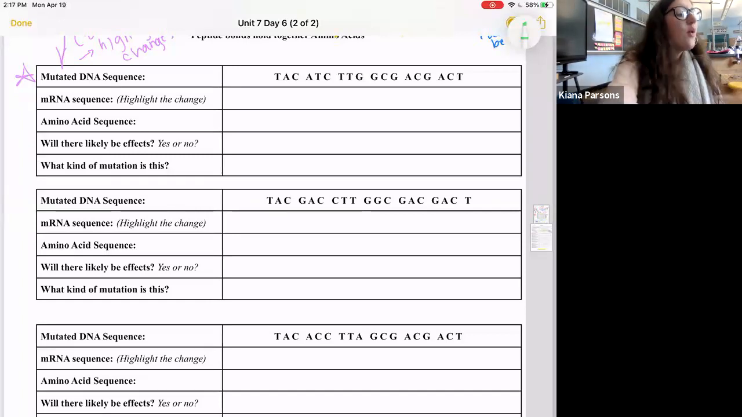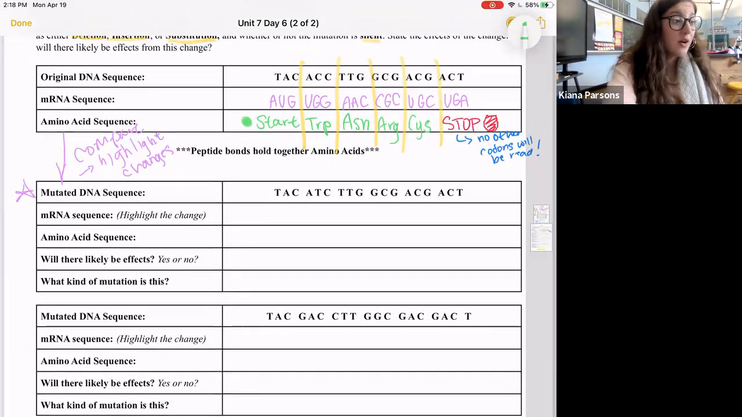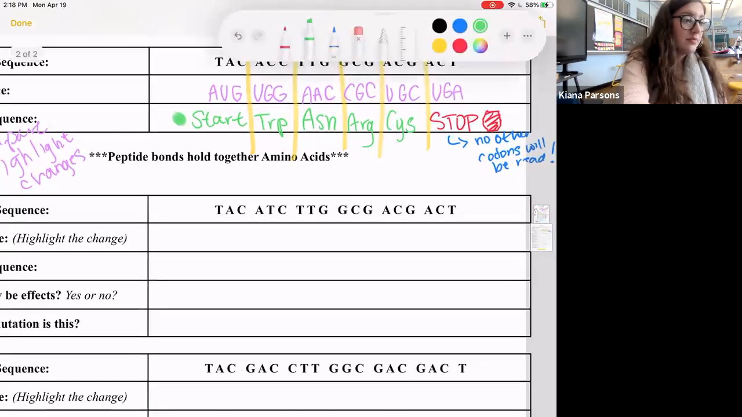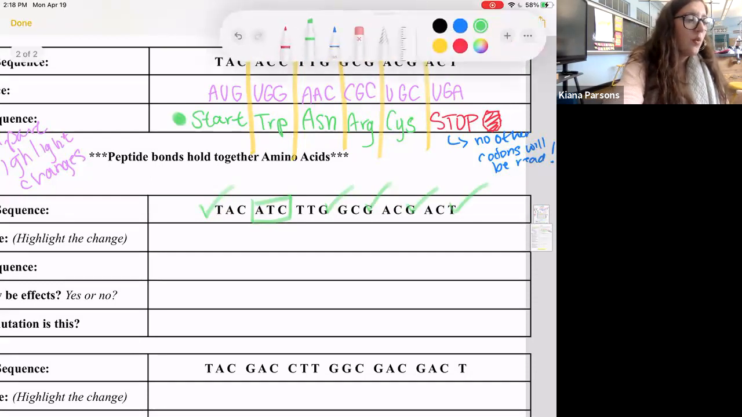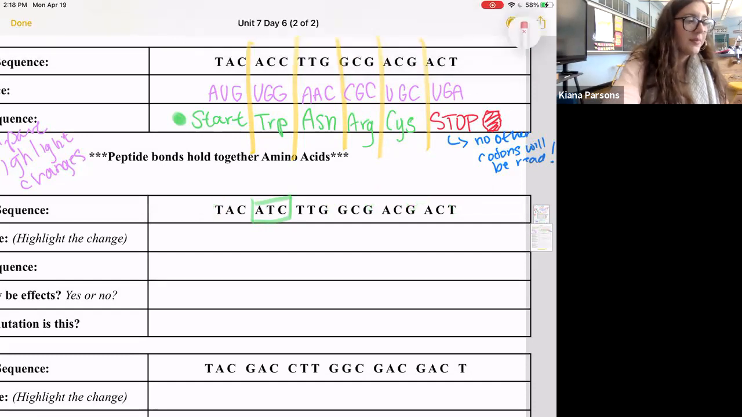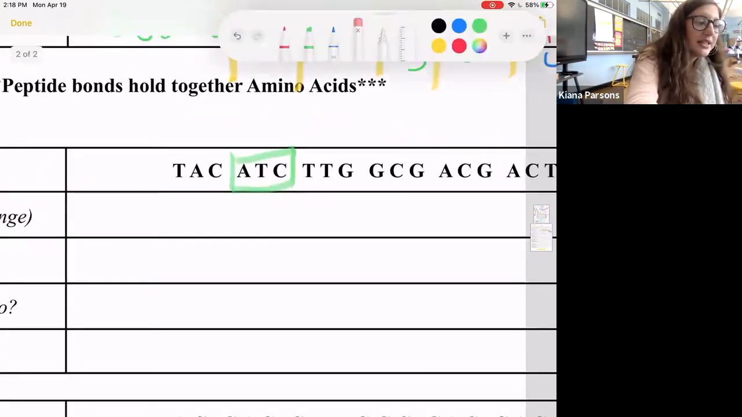So let's go ahead and look at this mutated DNA sequence. So comparing it right off the bat, I see one change. I see TAC the same, but ACC becomes ATC. That's different. TTG, that's the same. GCG, that's the same. ACG, that's the same. And ACT, that's the same. So this isn't going to be that big of a deal, right? Well, let's see what we actually coded for. So let's transcribe our strand. See if you got the same thing that I did.